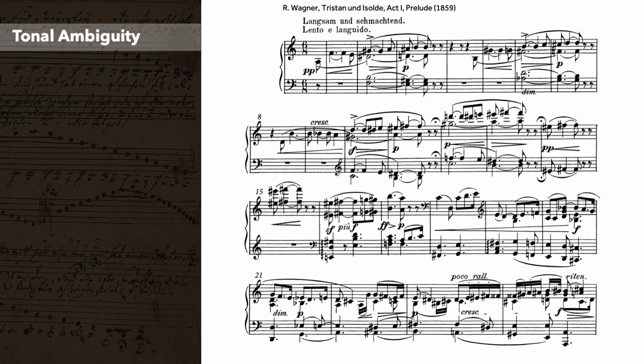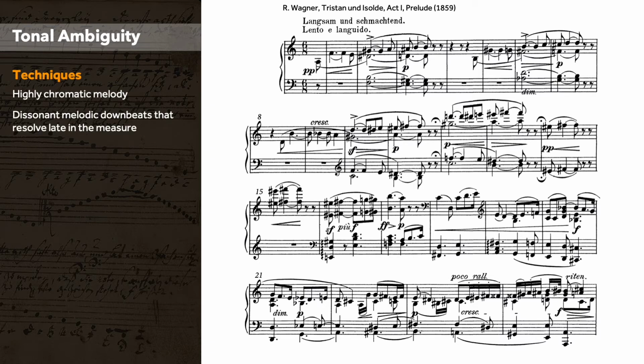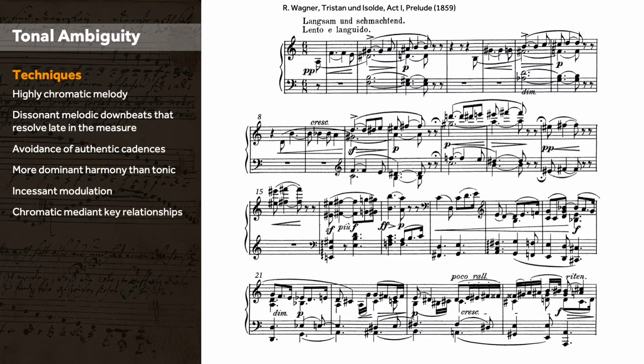The prelude to Wagner's opera Tristan und Isolde exhibits tonal ambiguity through various techniques: highly chromatic melody, dissonant melodic downbeats that resolve late in the measure, avoidance of authentic cadences, much more dominant harmony than tonic, incessant modulation, and chromatic mediant key relationships. Overall, the tonic is implied or quickly passed over by Wagner. It is not overtly stated, and no particular key area is stable for very long. Harmonic motion in this music is more about chordal succession than a functional progression. Let's listen to this excerpt.